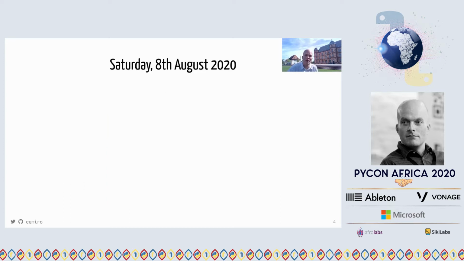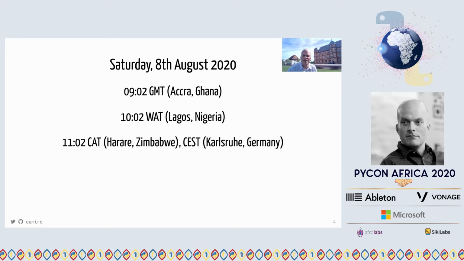So now it's Saturday, the 8th of August 2020. In Ghana, in Accra, it's 9 in the morning. In Nigeria, it's 10 in the morning, and it's 11 in Zimbabwe, and here in Karlsruhe, we are shortly before noon, and it's already noon in Nairobi, in Kenya.